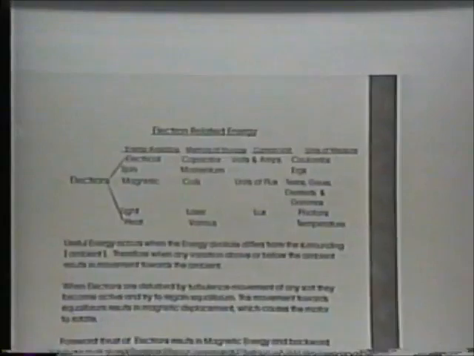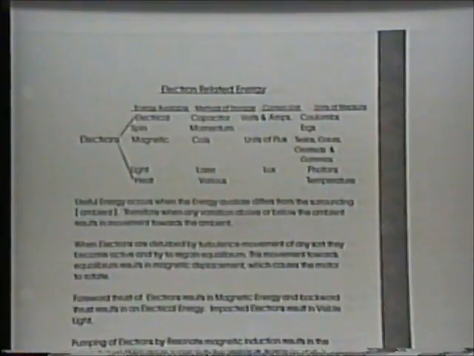Okay, since we know electrons are a source of electrical energy, electrons do a lot of things. We get a lot of different types of energy from electrons, and I'm not sure whether you can see that or not.